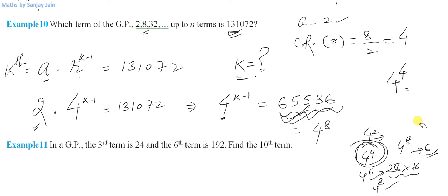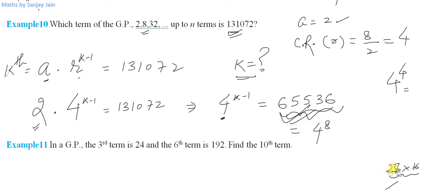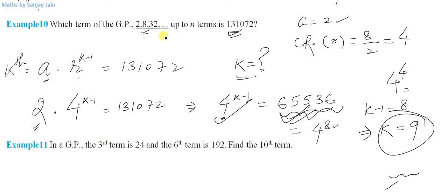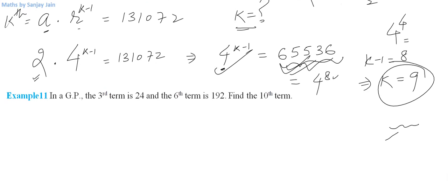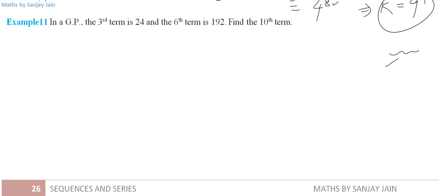So 4 raised to the 8th power is this number written on the right hand side, and on the left hand side I have 4 raised to power k minus 1. So what should be the value of k? k should be equal to 9, right? This is 4 raised to power k minus 1. This is 8. So k minus 1 is equal to 8. That will give me k equal to 9. Hence, the ninth term of this GP is going to be equal to 131072.